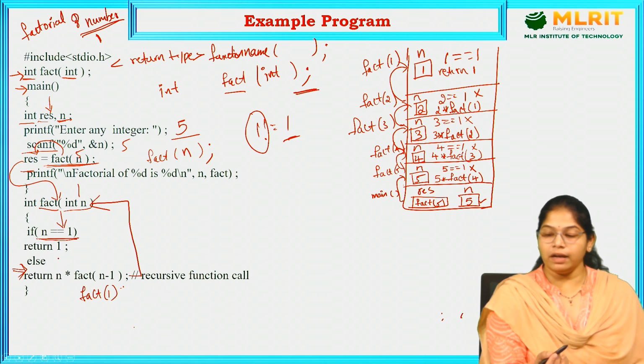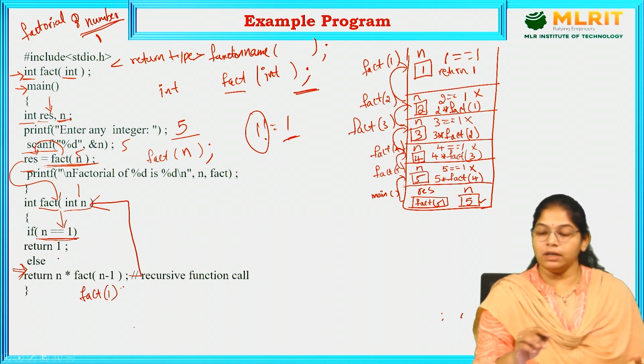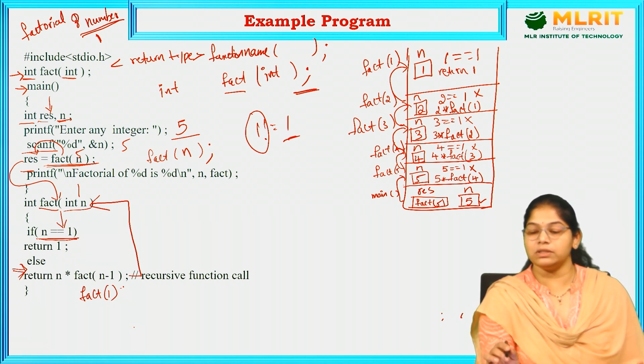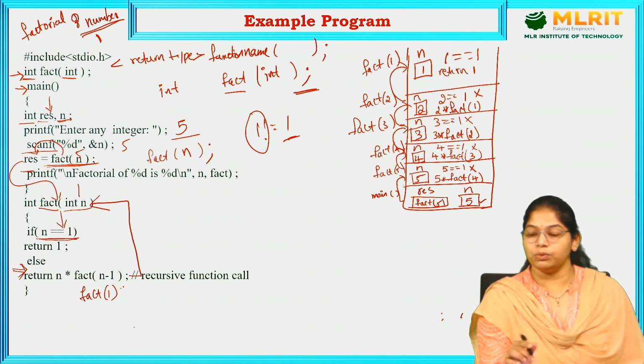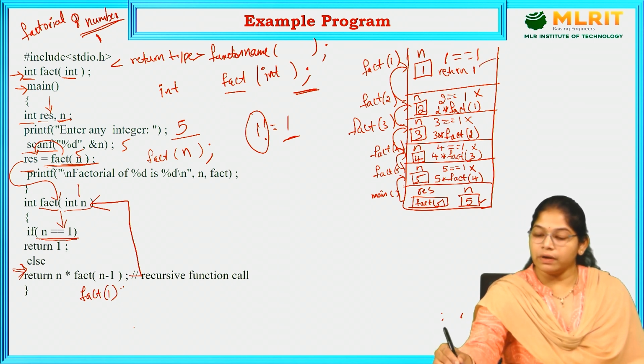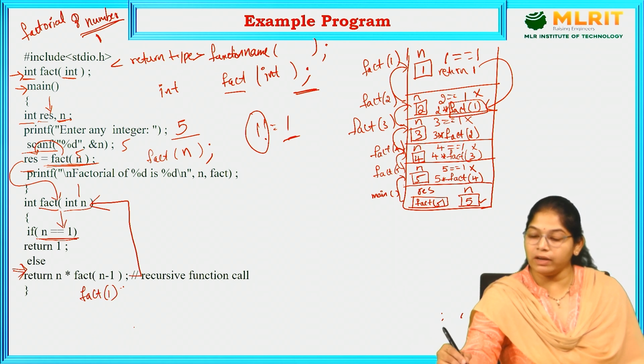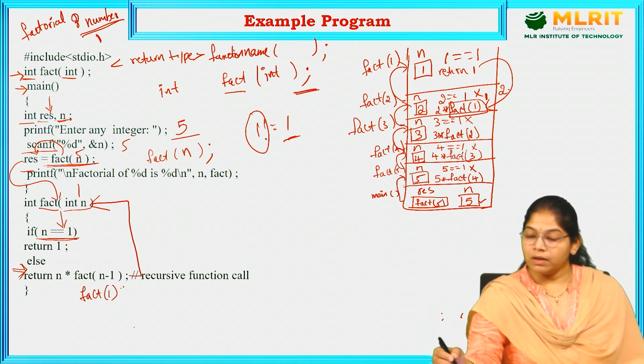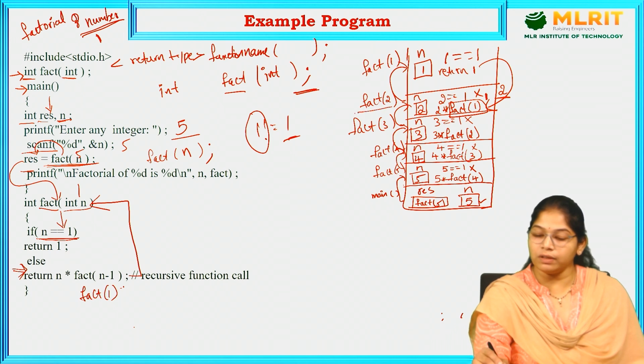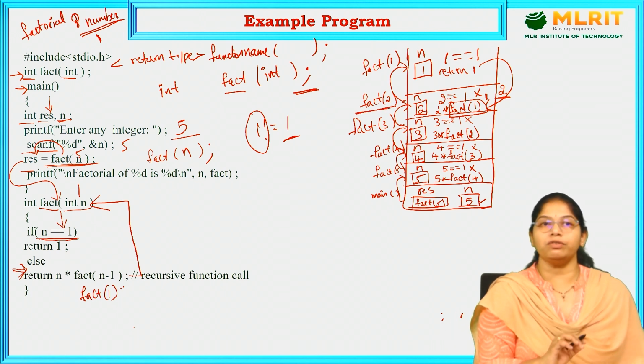Return 1. Where does it have to return? Fact 1 is called by fact 2. So, it has to return to the function where it is called. So, fact of 1 value is now 1. So, 2 into 1 is 2. 2 is the value for the fact 2 function call.